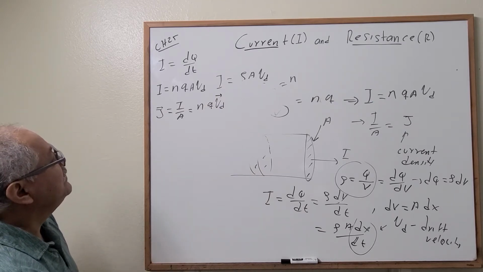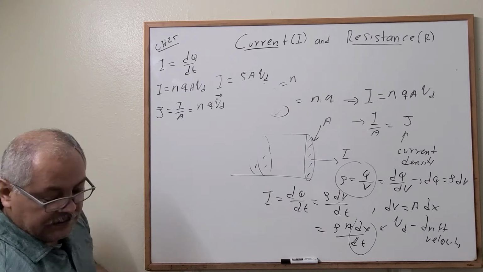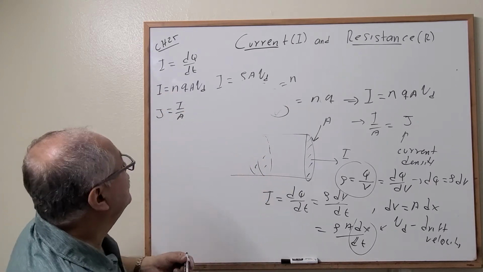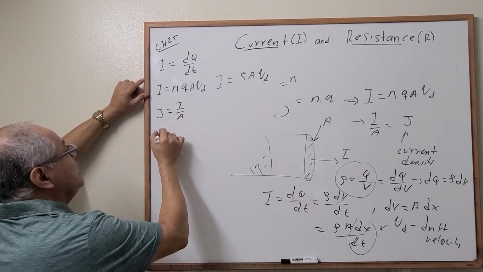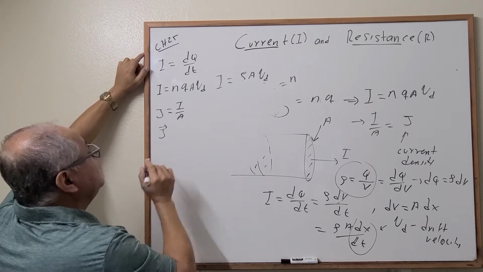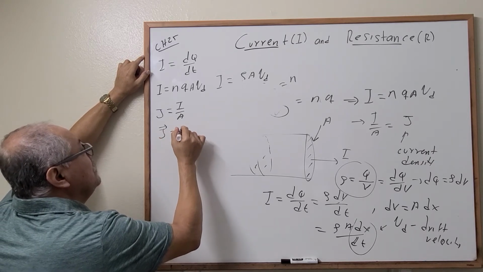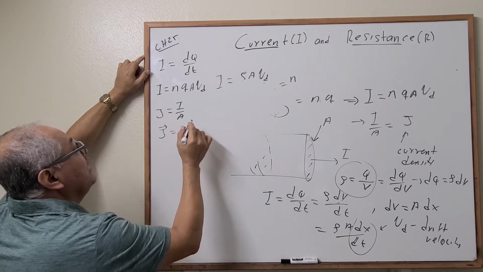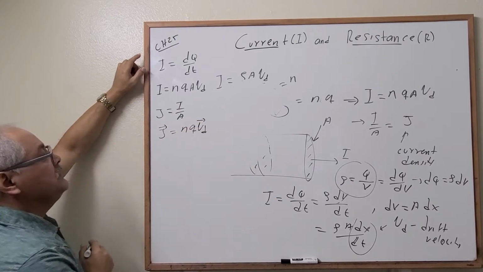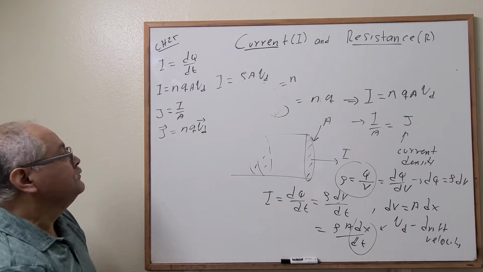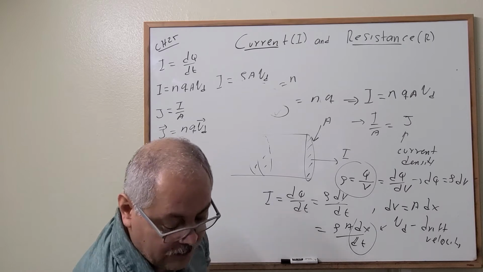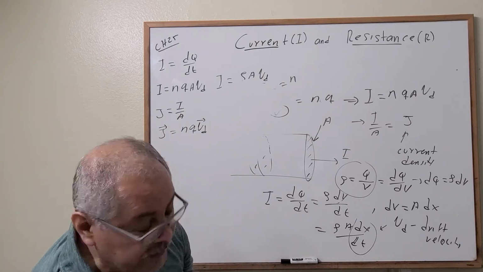And this is the, now we can do it this way better. Okay, this is the magnitude. Also, we can say that the current density is equal to the number of particles per volume times the charge times the drift velocity as a vector now. Okay, perfect. Now, let's go to the next topic.